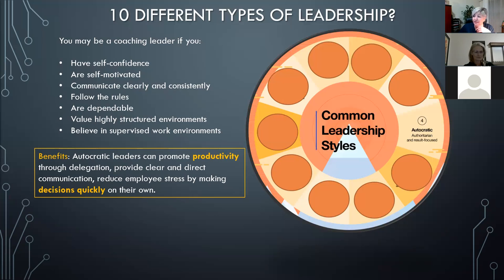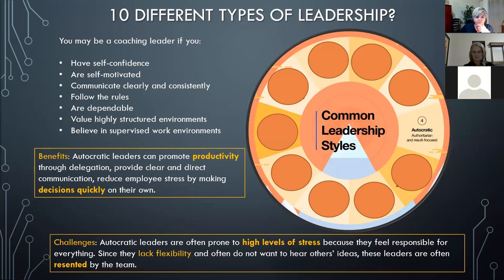Benefits: autocratic leaders can promote productivity through delegation, provide clear and direct communication, and reduce employee stress by making decisions quickly on their own. We all think sometimes autocratic leaders are very negative, but there's a very strong positive side to an autocratic leader. However, they too have challenges. Autocratic leaders are often prone to high levels of stress because they feel responsible for everything. That's so true with regards to me. That's why I say I can't believe I'm ticking the visionary box as well, but it's just where I am right now in the work situation.